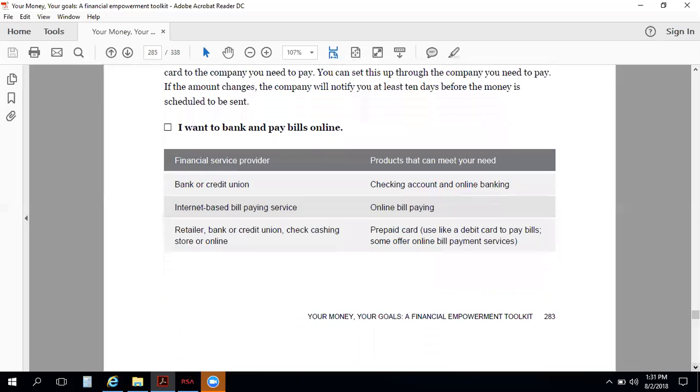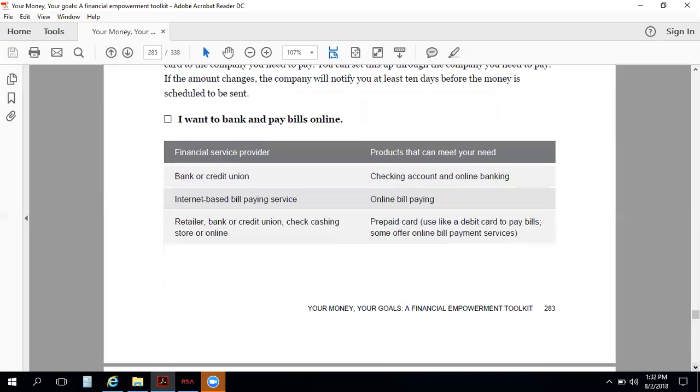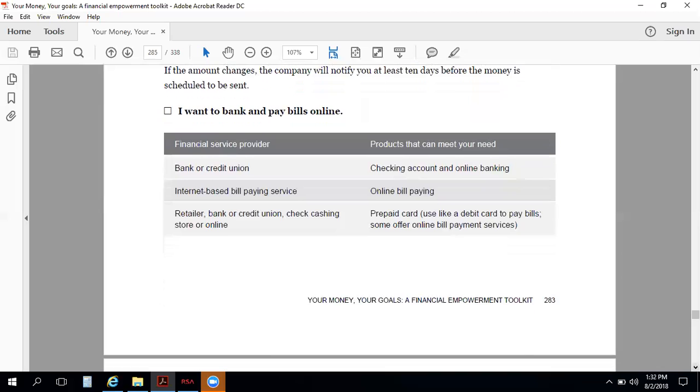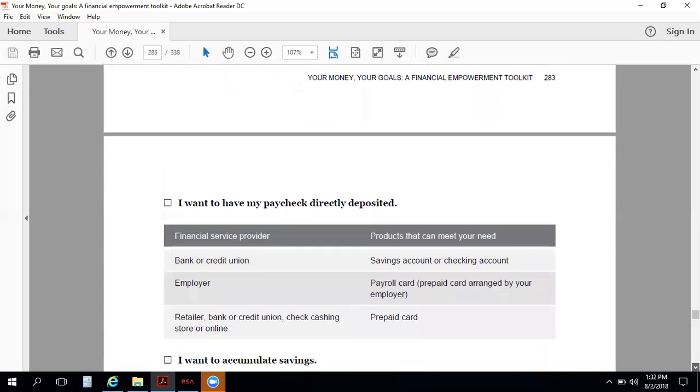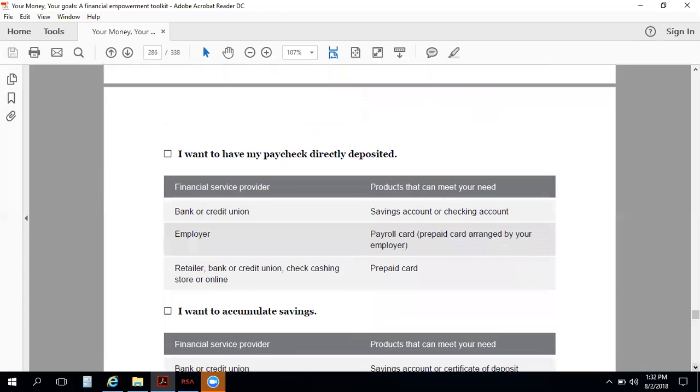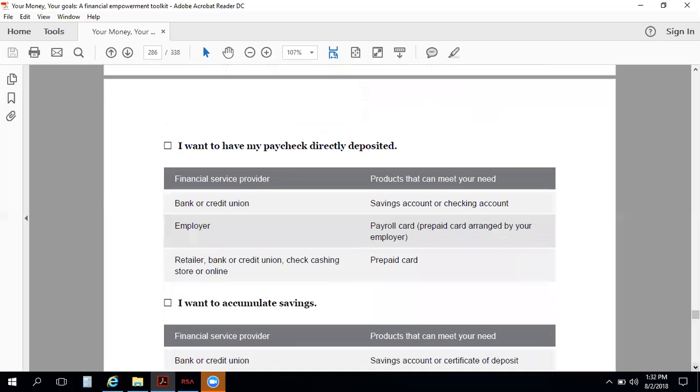I want to pay bills online. There are some strategies here, like internet-based bill paying services or online bill paying. Bank or credit union accounts can be managed online, obviously. I want to have my check direct deposited. Is it going to go to a bank or credit union? Is it going to come directly from the employer on a prepaid payroll card?